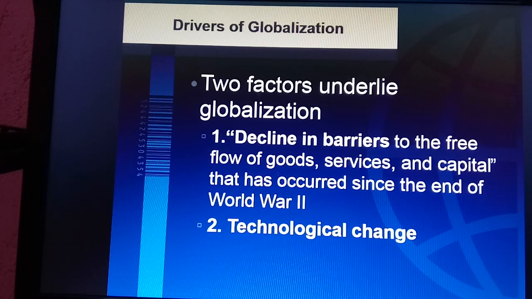Two factors underlie globalization: decline in barriers to the free flow of goods, services, and capital that has occurred since the end of World War II. So one of the main factors underlying globalization is the decline in barriers, the breaking down of the barriers. What does this further mean? Bigger countries started to break down the barriers in such a way that they decided to extend help economically to countries, especially those devastated by war after World War II.